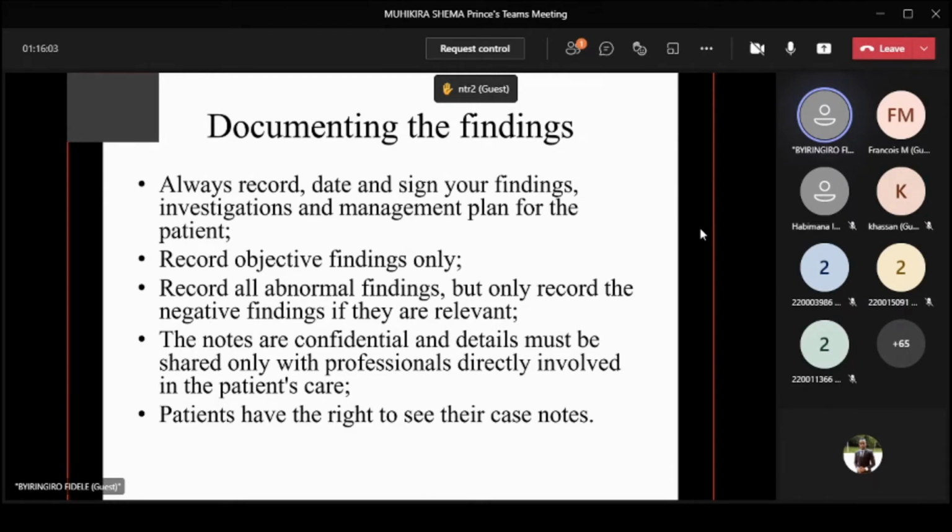Record objective findings only, record all abnormal findings, but only record negative findings if they are relevant. The notes are confidential, and details must be shared only with the professionals directly involved in the patient's care. Patients have the right to see their case notes. If they ask, you can show them the records you took about their history taking. Do you have any question about this history taking?